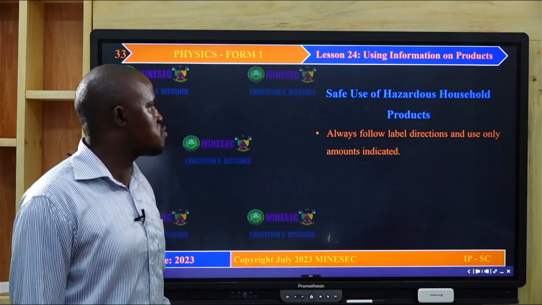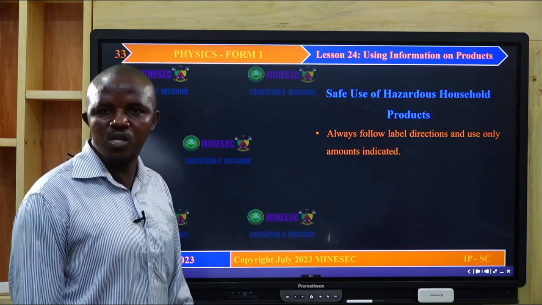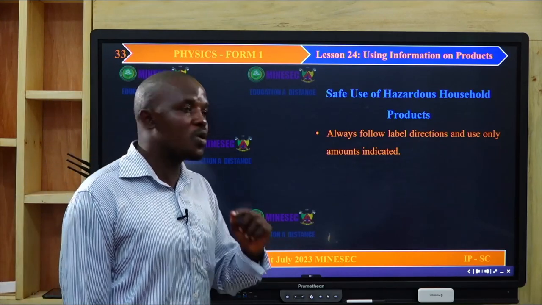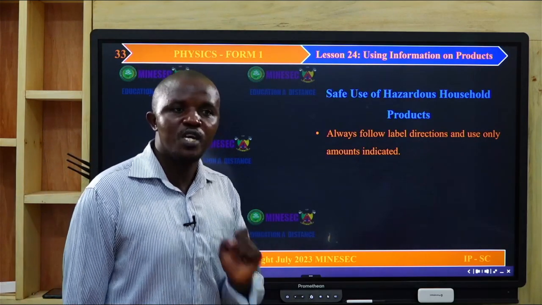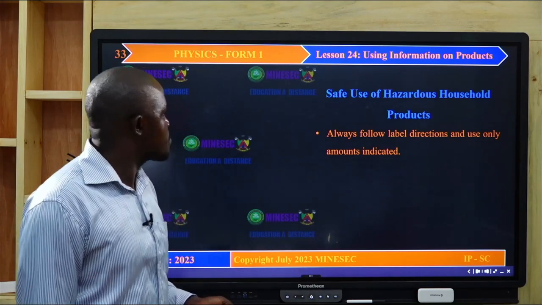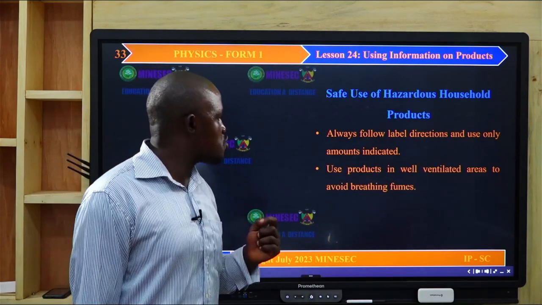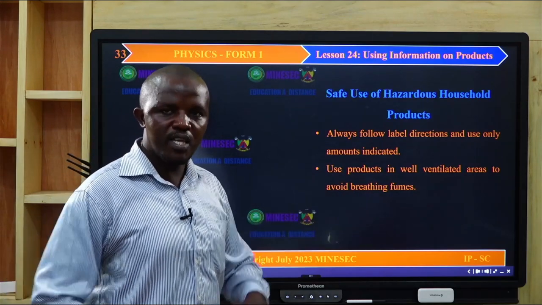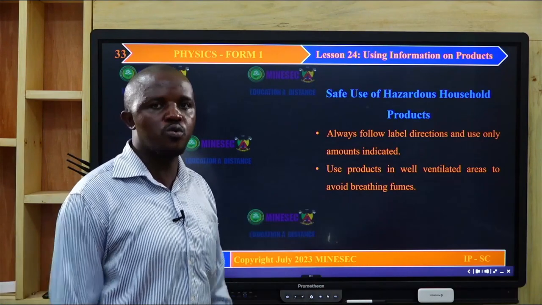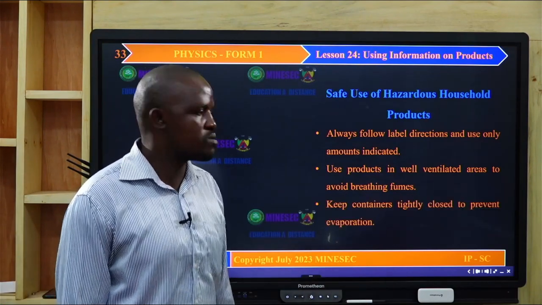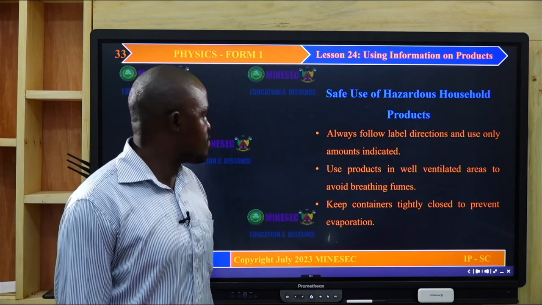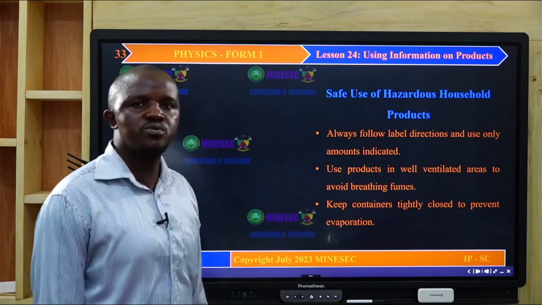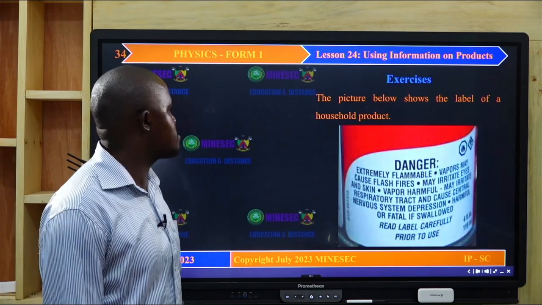So, safe use of hazardous household products. How can you be safe as you use products that are considered hazardous? Always follow the label directions and use only the amounts indicated. If they say use 1 spoon, don't go and put 2. Use products in well-ventilated areas to avoid breathing fumes. So use them in areas that are open, so that if fumes escape, they have enough space to go to and not cause harm to your body. Keep containers tightly closed to prevent evaporation. There are some that once their containers are open, they start going out. So you should keep the containers tightly closed to prevent that.